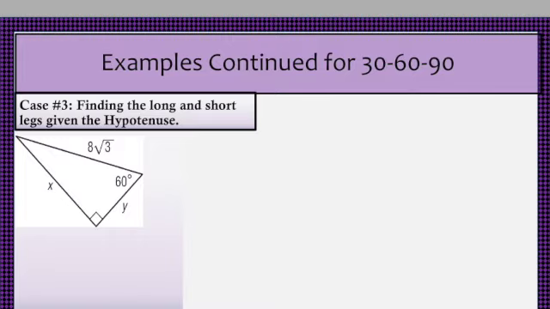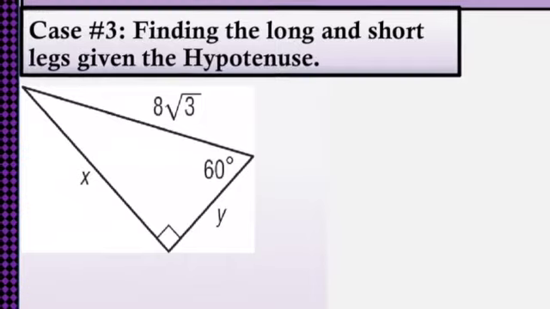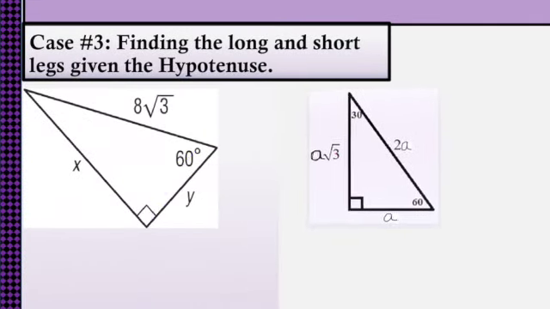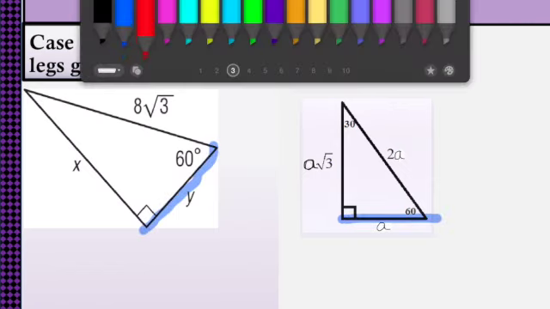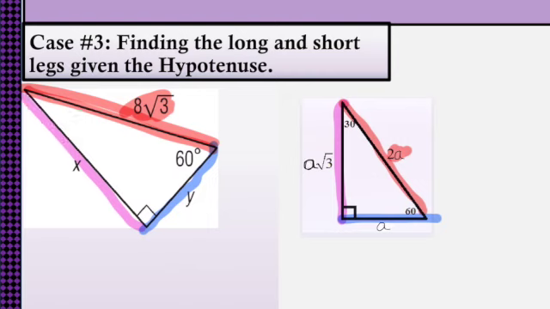In this case, they're giving you the hypotenuse, and now we have to find the other two side lengths. So let's look at our equation again, and let's match up our sides. I'm going to go a little bit faster now. a is going to be my small side, which will go with the small side here. Then I've got my hypotenuse 2a, which is going to go with the hypotenuse here, 8 radical 3. And then I've got my a radical 3 side, which will go with the x.